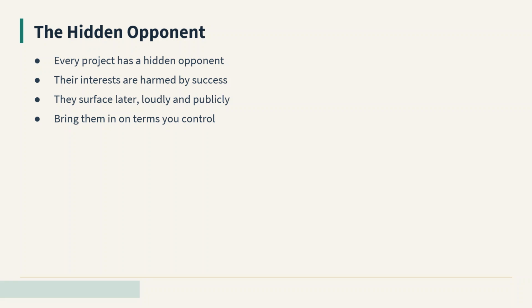If you do not find this person during identification, they will find you in a steering committee 6 months in, with an objection that is loud, public, and expensive to resolve. Your job is to identify them now, understand their concern, and bring them into the conversation on terms you control.